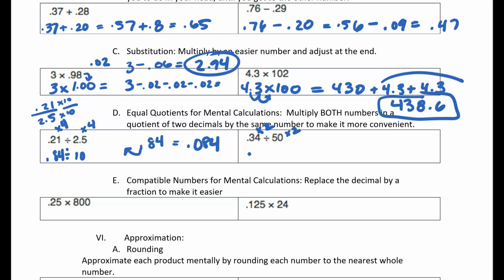So 34 and 34 is 68. 68 divided by 100. Now I just have to take the 0.68 and move the decimal 2 spots to the left for 0.0068 as my answer.